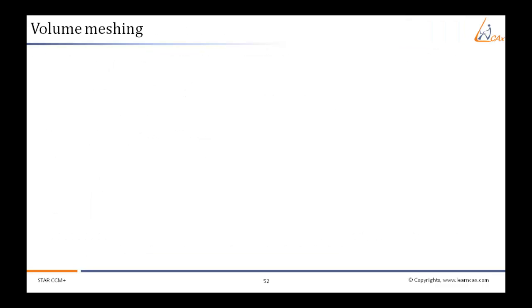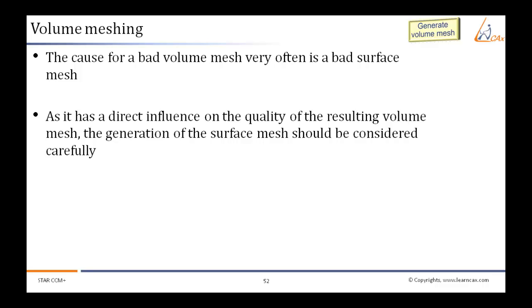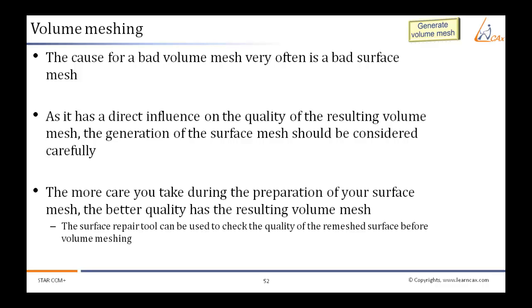After surface mesh operation, we will now study volume mesh generation. Before we start studying the process of volume mesh generation, some quick prerequisites for volume mesh. The cause for a bad volume mesh very often is a bad surface mesh, as it has a direct influence on the quality of the resulting volume mesh. The generation of the surface mesh should be considered carefully. The more care you take during the preparation of your surface mesh, the better quality has the resulting volume mesh. The surface repair tool can be used to check the quality of the remeshed surface before volume meshing.